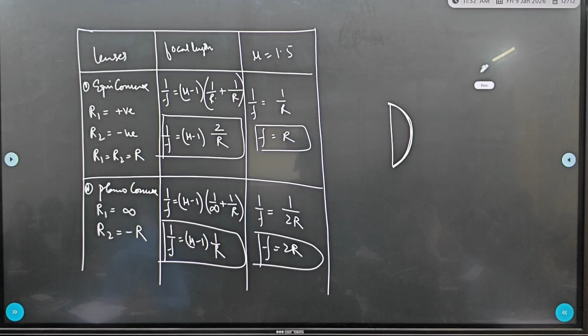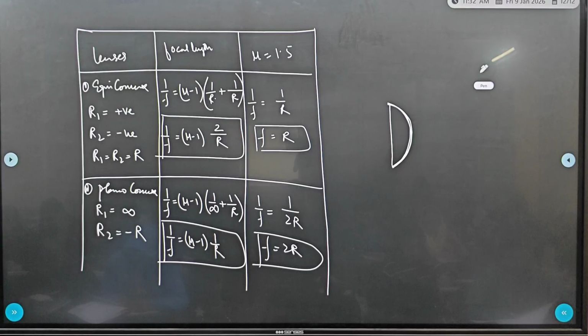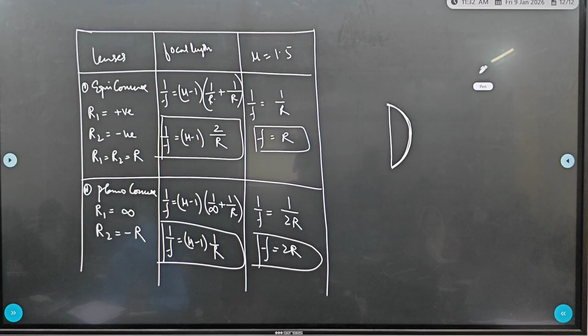R1 is negative, R2 is positive, and R1 equal to R2 equal to R. Now you just put this condition in the lens maker formula and do it. Do it as soon as possible.